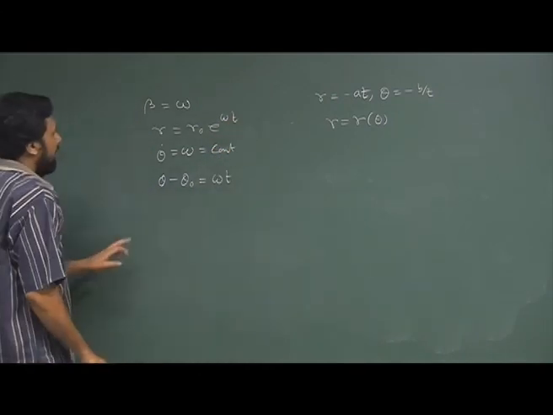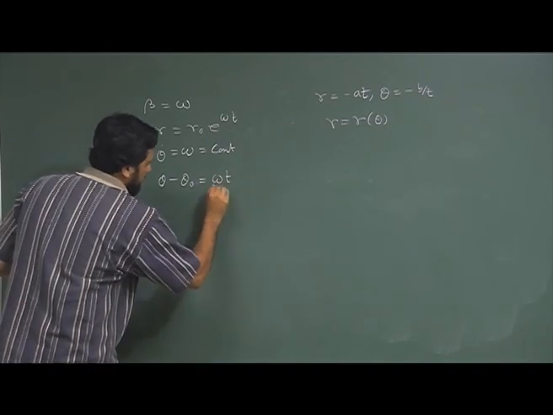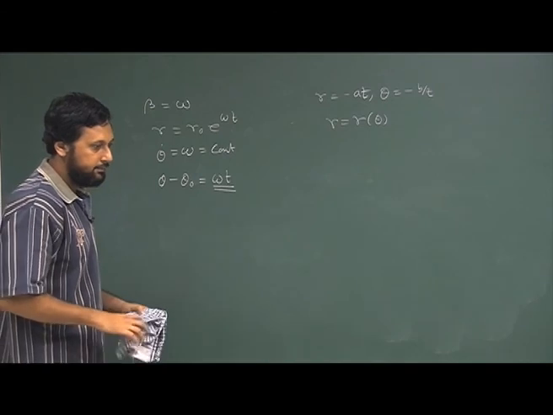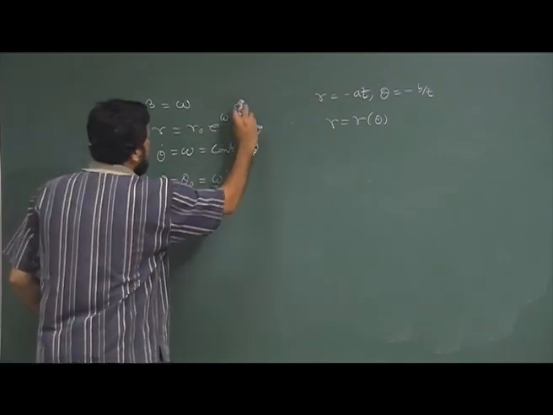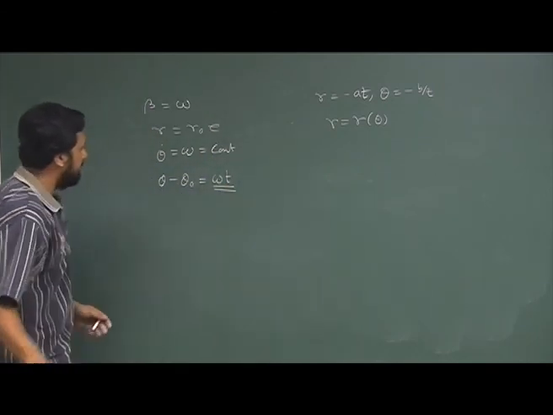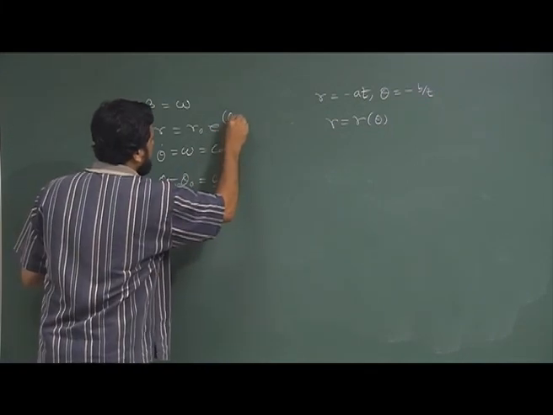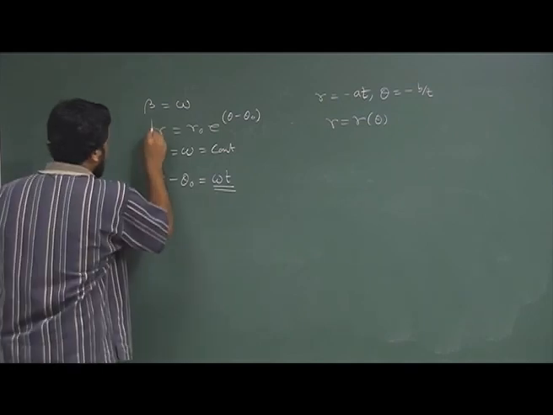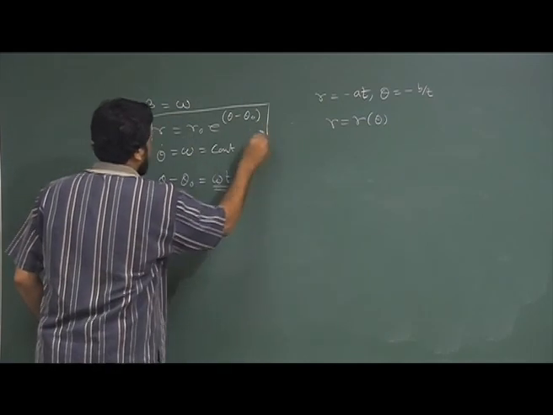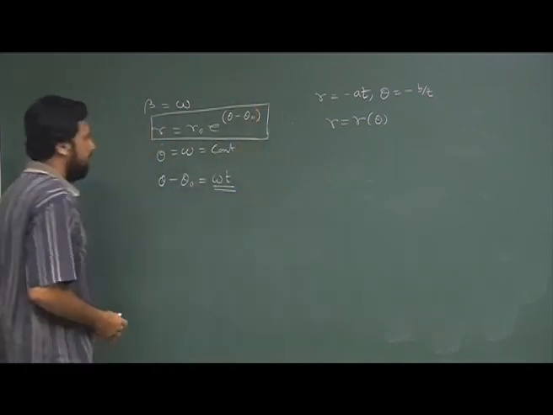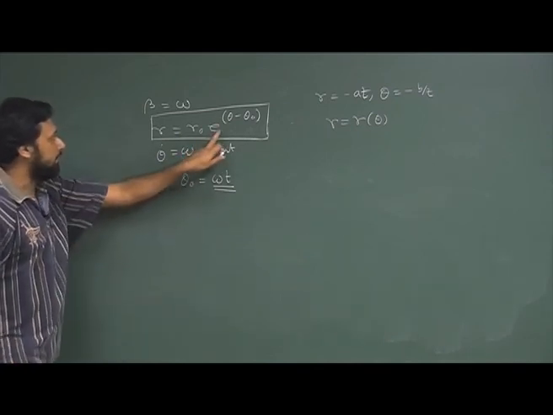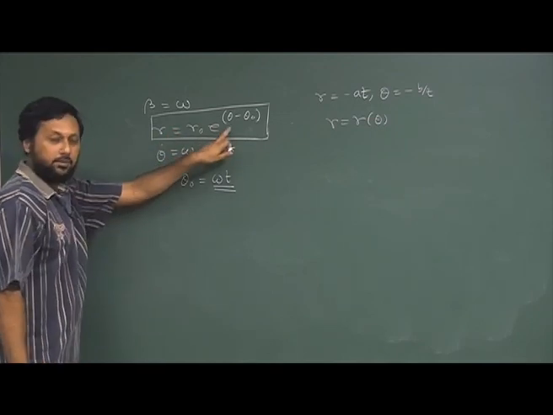Okay. So, we substitute this for omega t and we immediately see this equation becomes r equal to r 0 e to the power theta minus theta 0. Okay. So, this is the equation of the trajectory. So, in the case when beta is equal to omega, this is the equation of the trajectory. So, we get r as a function of theta.